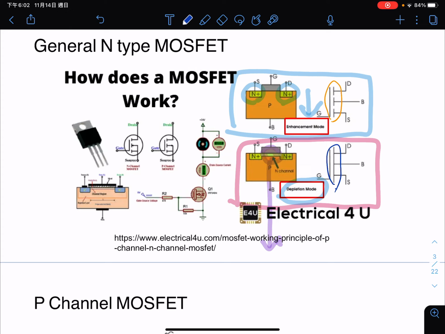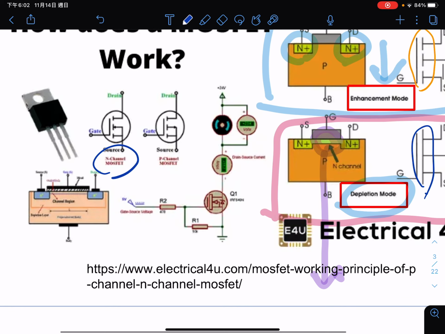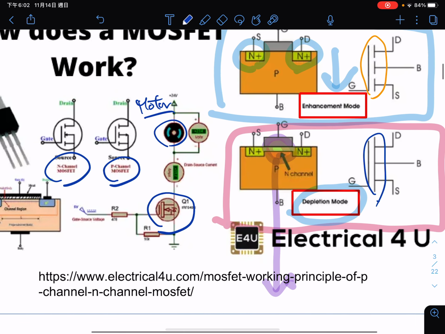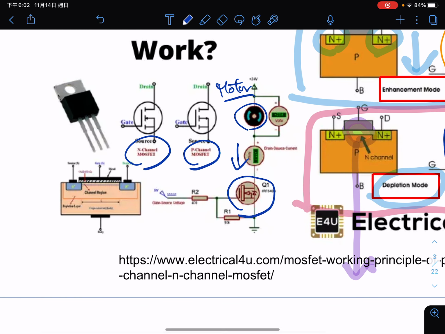Similar to the bipolar junction transistor, we have two types of this transistor. One is the N channel, and the other is the P channel. One application of this kind of transistor is that we can use a transistor here to control the motor, and we can measure the current here and the voltage here.